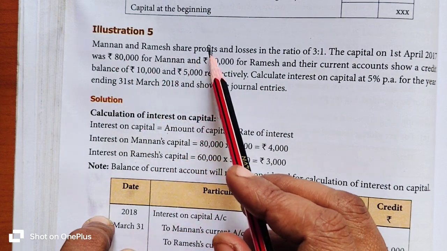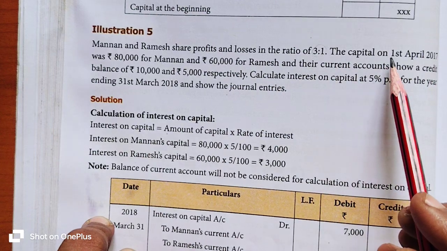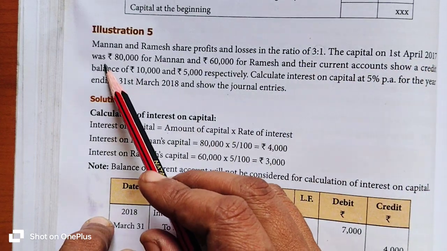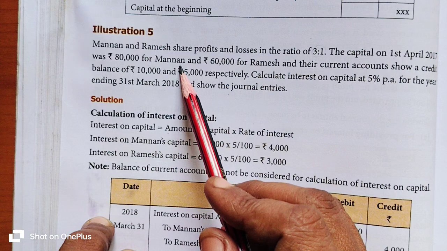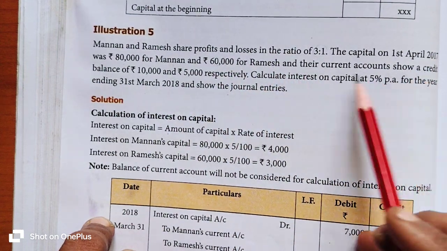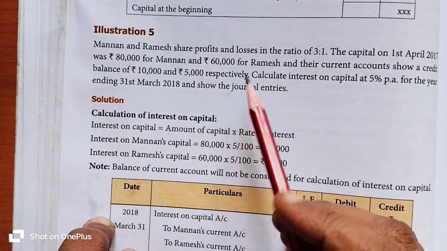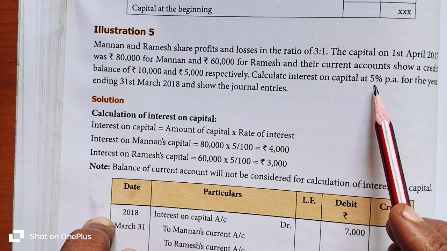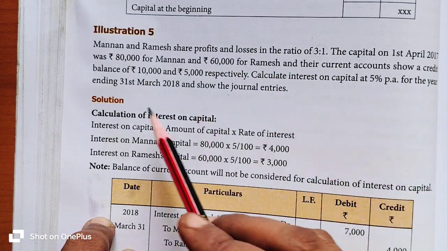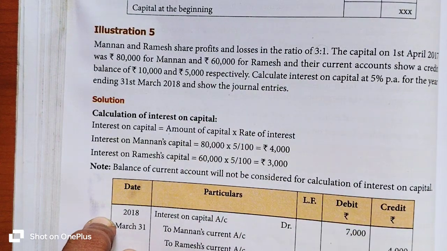Mannan and Ramesh share profits and losses in the ratio of 3:1. The capital on 1st April 2017 was 18,000 rupees for Mannan and 60,000 rupees for Ramesh, and their current accounts show credit balances of 10,000 rupees and 50,000 rupees respectively. Calculate interest on capital at 5% per annum for the year ending 31st March 2018 and show the journal entries.